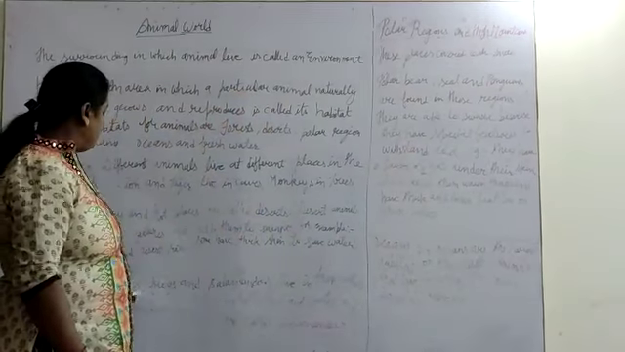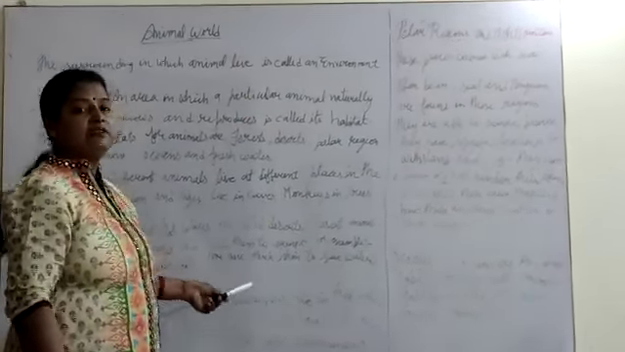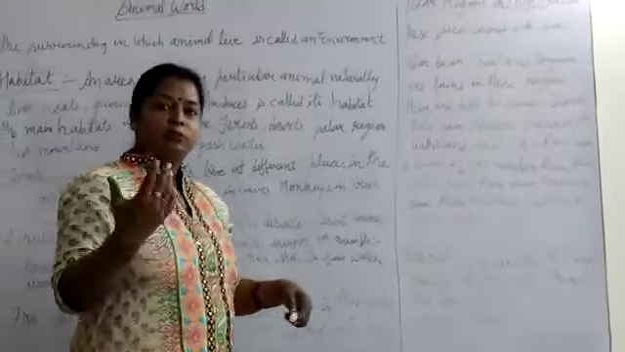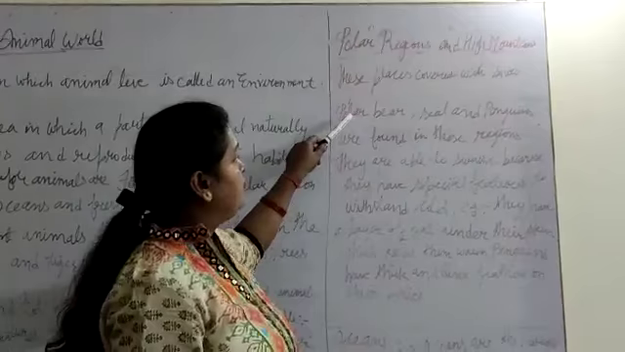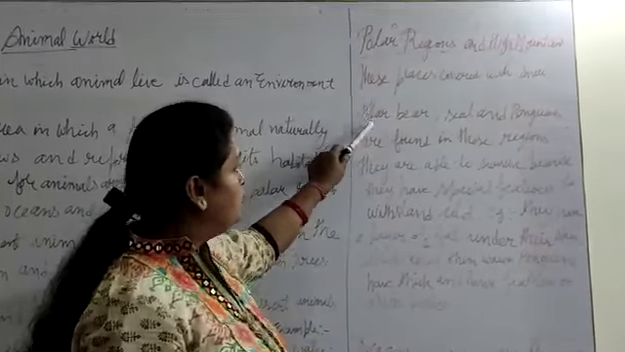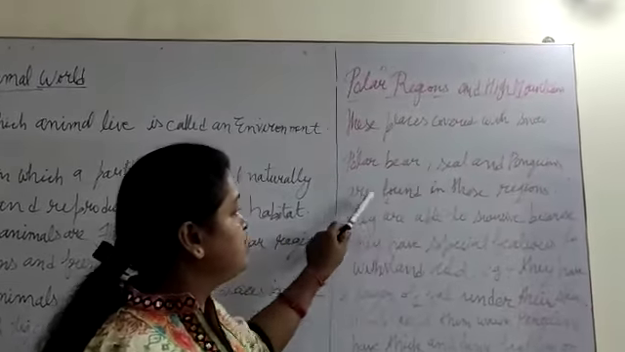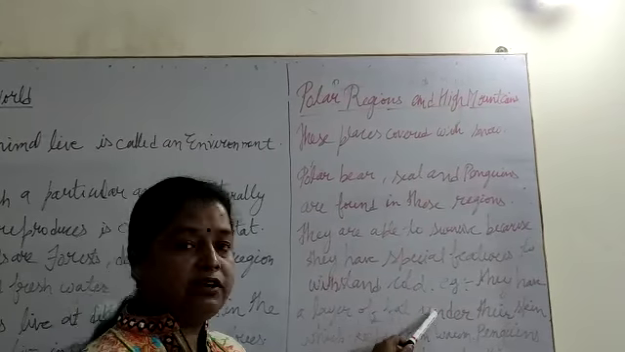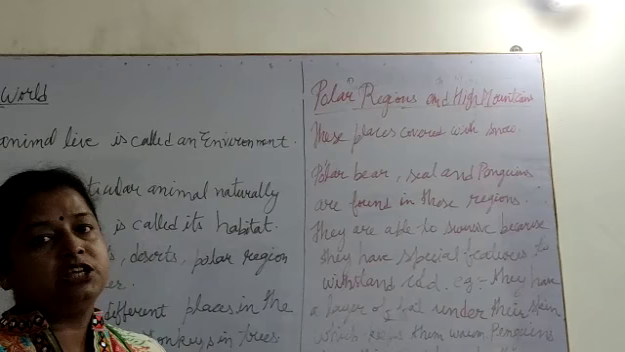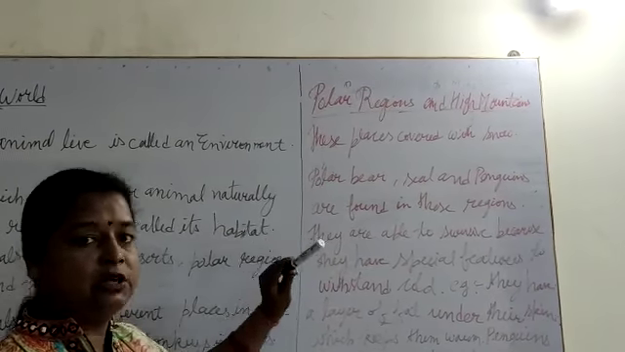Next, fresh water: fish, frogs and salamanders can easily live in fresh water. They can live both on land and in water. Now polar regions are totally covered with snow. Polar bears, seals and penguins are found in this region. They have special features: a thick layer of fat under their skin keeps their body warm. That's why they can easily survive in the polar region.